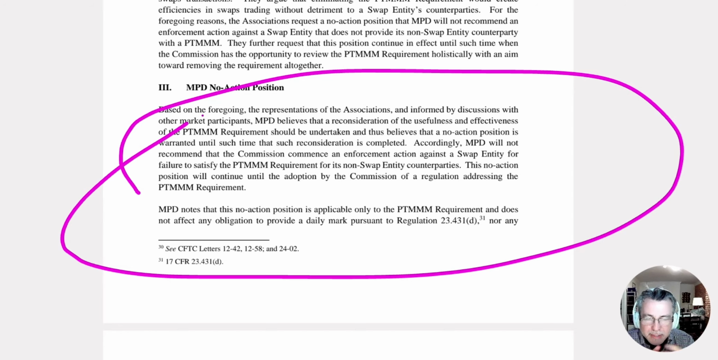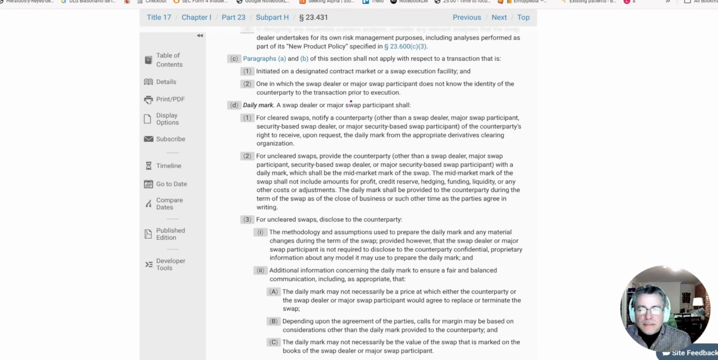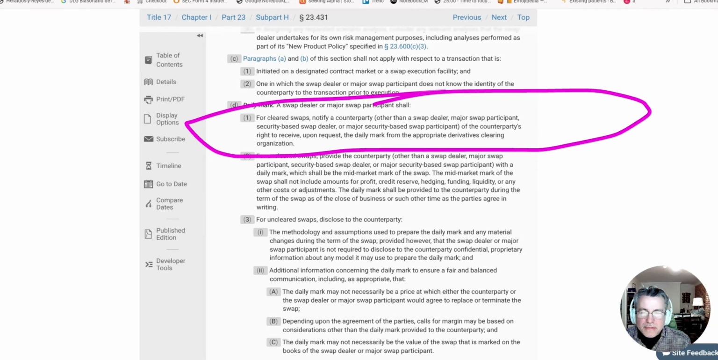And it's important to note that even though you don't have to disclose this piece of data prior to the swap, the difference between the price you're executing and the mid-mark, which is the halfway point between the bid and the ask, after you engage in these swaps with a person, you still have to provide them the daily mark pursuant to CFTC Regulation 23.431(d).